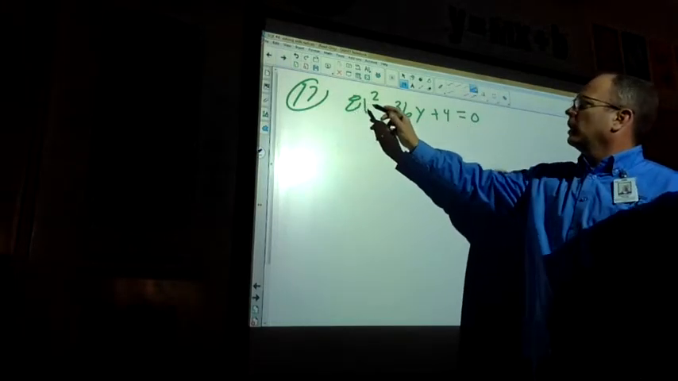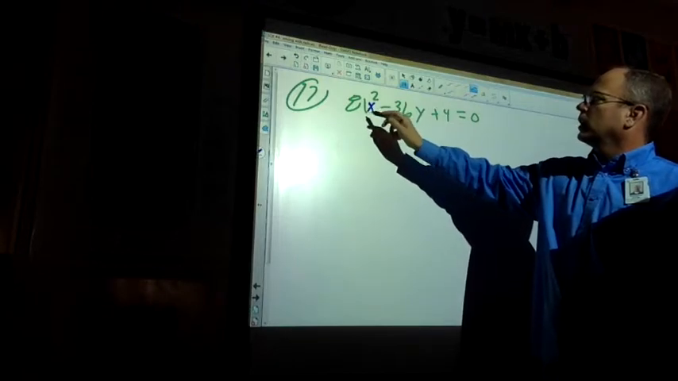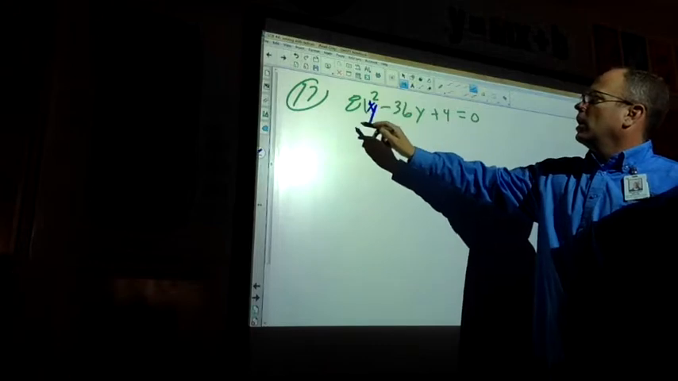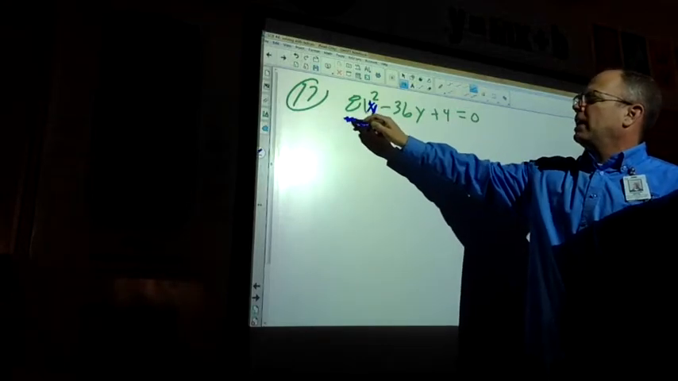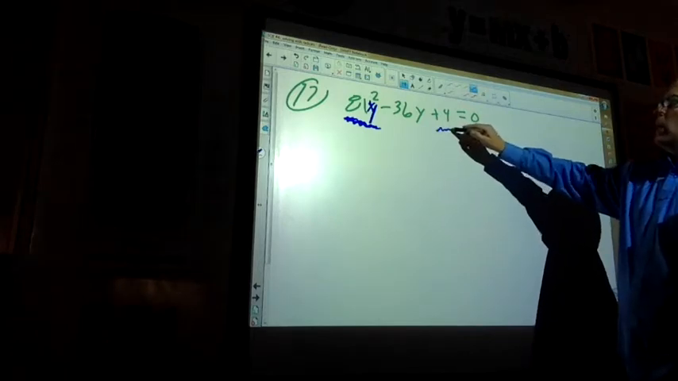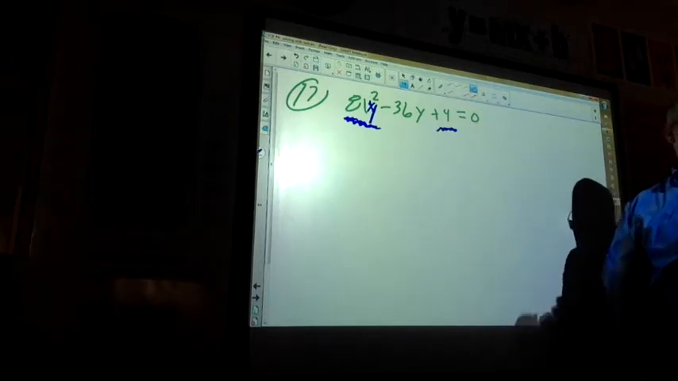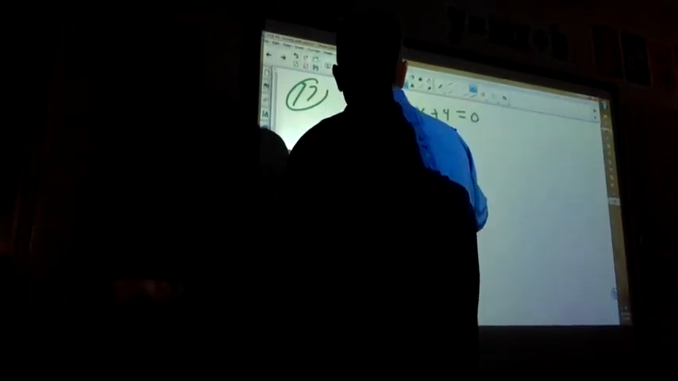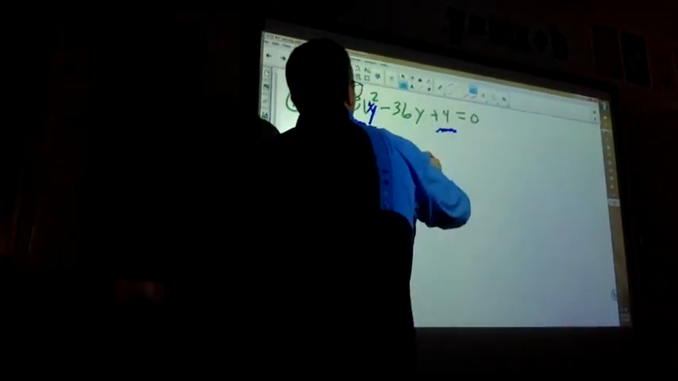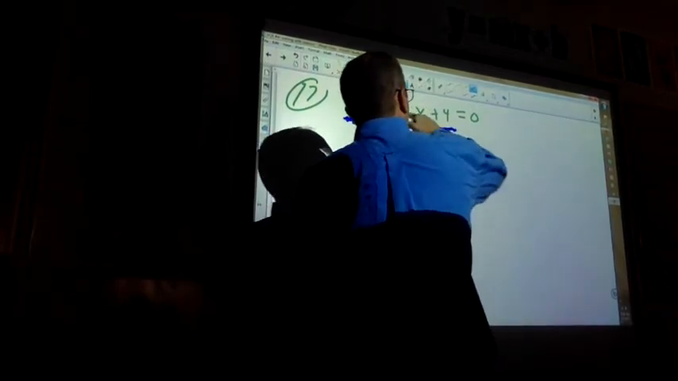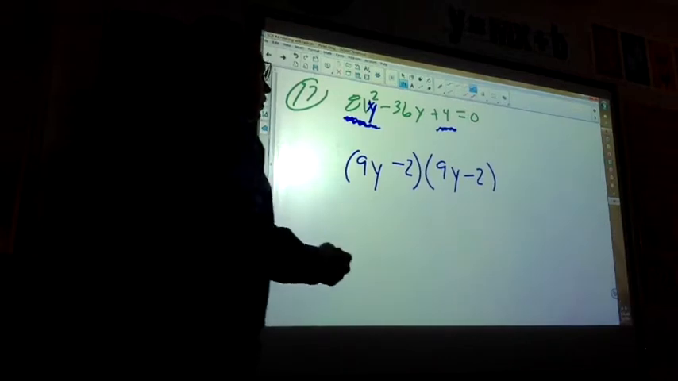Or you could realize, oh, did I forget the y squared there? I'm sorry. Thank you. All right. So what you might realize is, is this a perfect square? Yeah. Okay. So this might work. We have to double check it. So 9y minus 2 and 9y minus 2. And I'm choosing negative and negative because that's a negative there. So let's see if this would work.